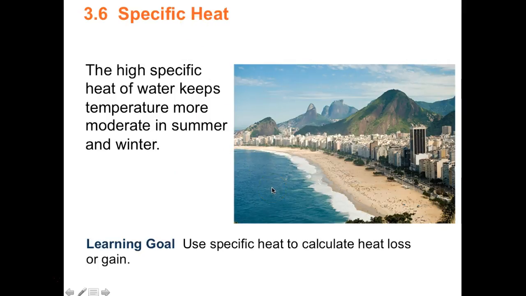Water has a very high specific heat. That means it's slow to heat up and it's slow to cool down as well, okay? So because of this high specific heat of water, it keeps the surrounding temperature more moderate in both summer and winter, because it does take a long time to heat up water, and unlike metals, which heat up really fast, water takes a long time to heat up and then a long time to cool down as well.